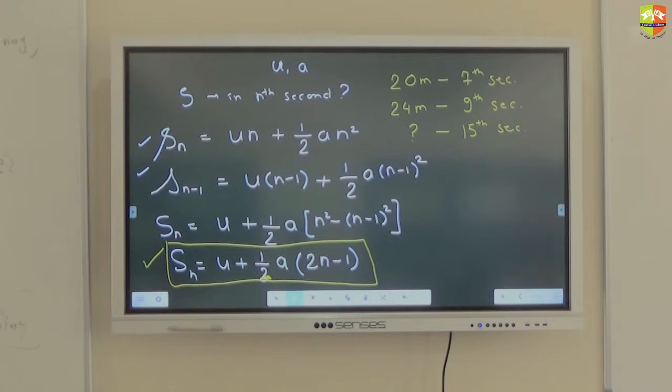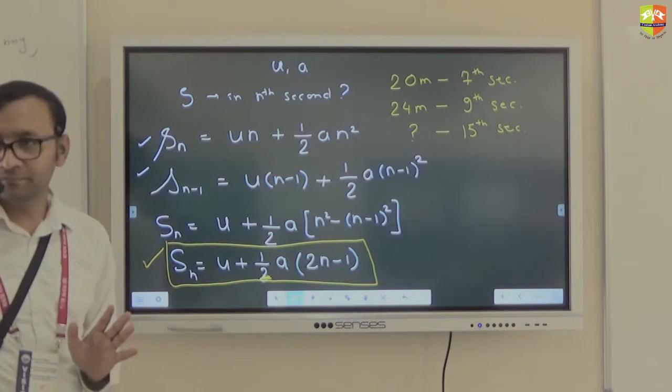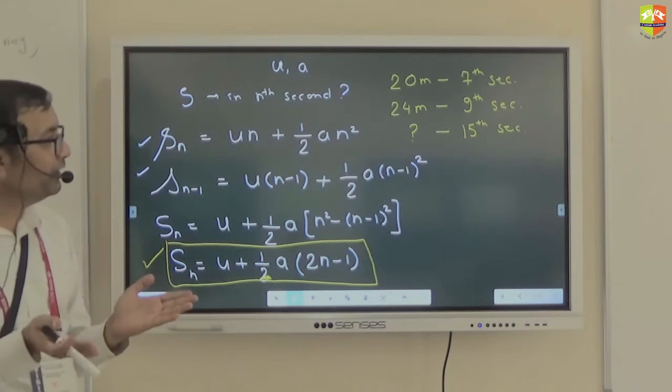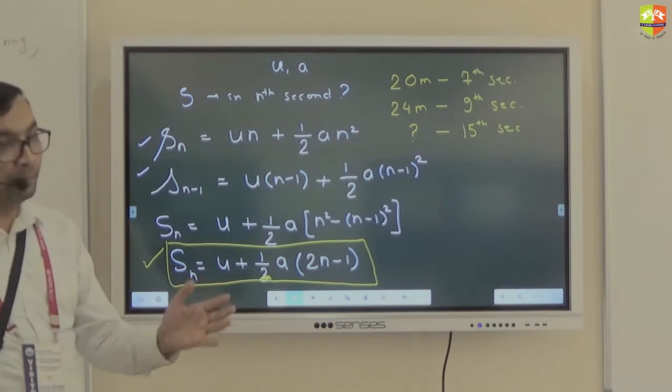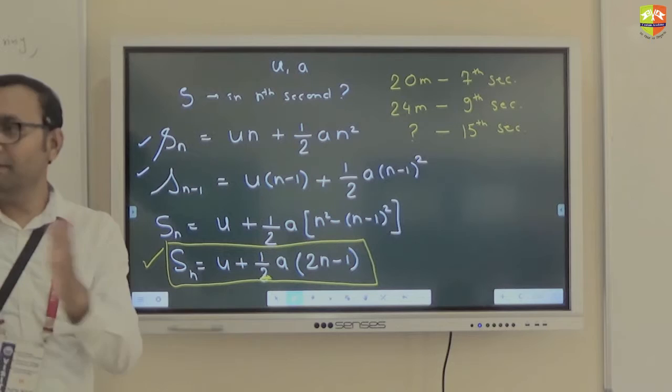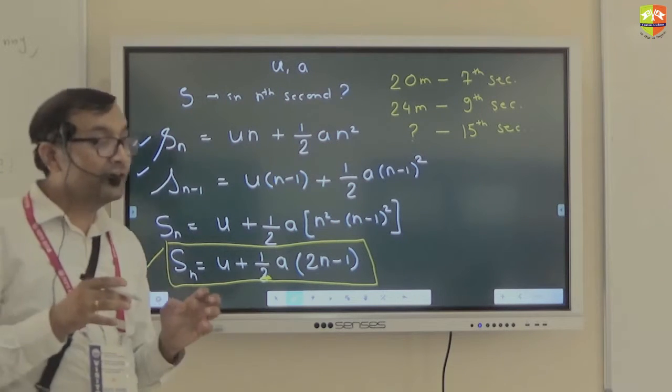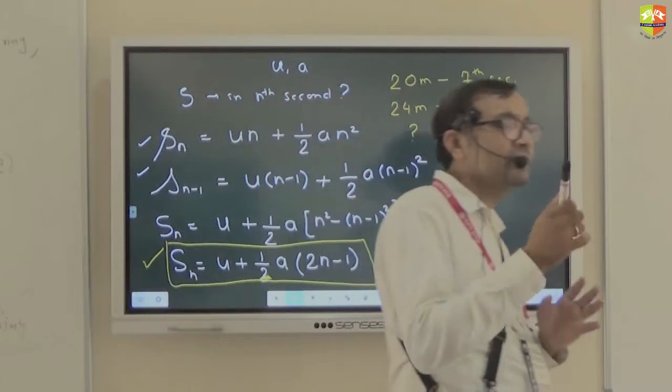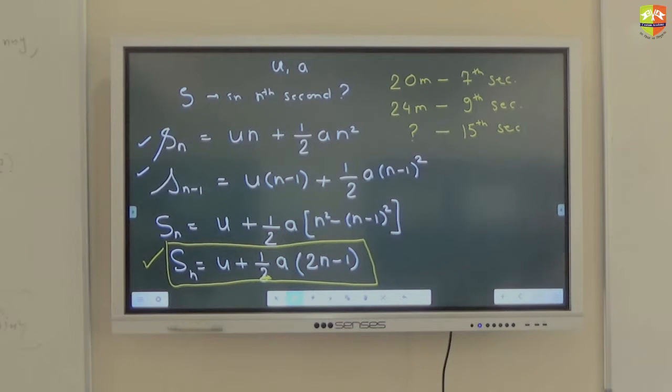Will it be more than 24? Yeah. It will be more than 24 because it is accelerating. In the 7th second it is 20 meter. 9th second it travels more. So definitely if acceleration is constant, in 15th second it will travel more than 24. So if you are getting answer less than 24, that is wrong.